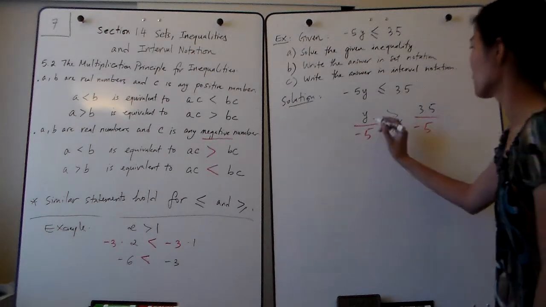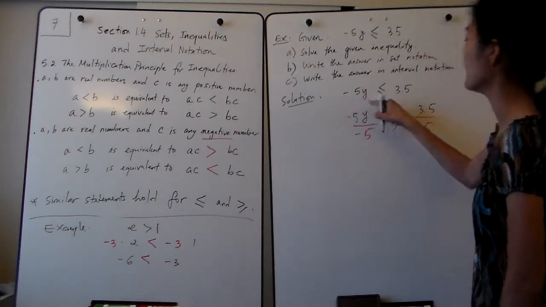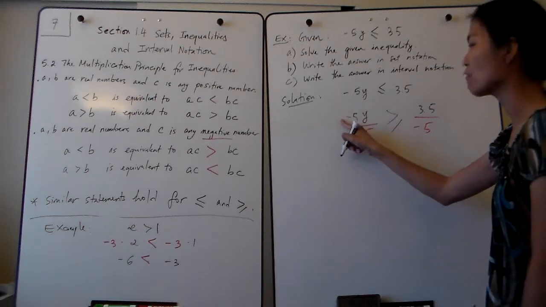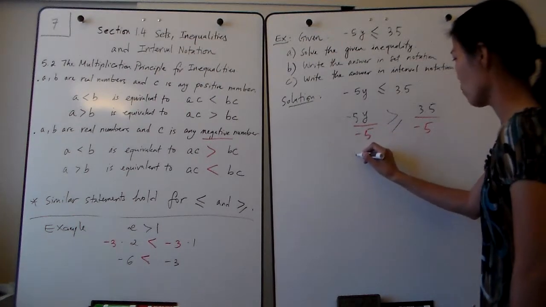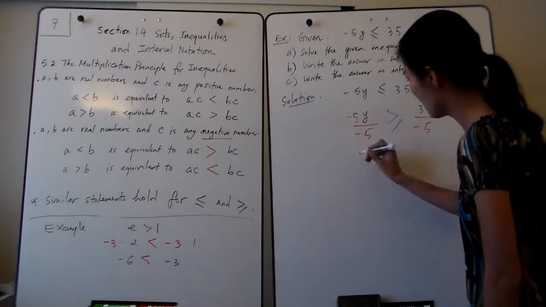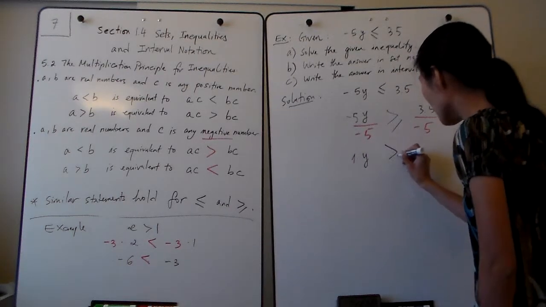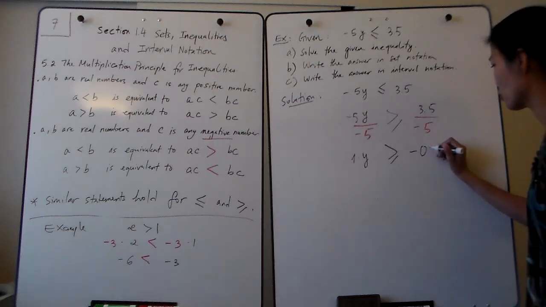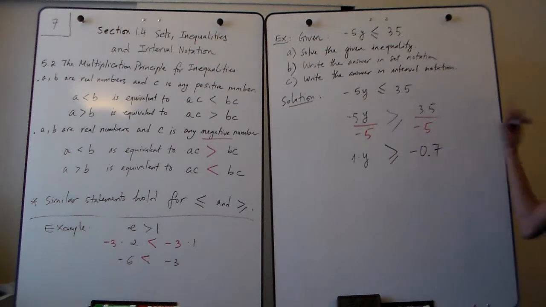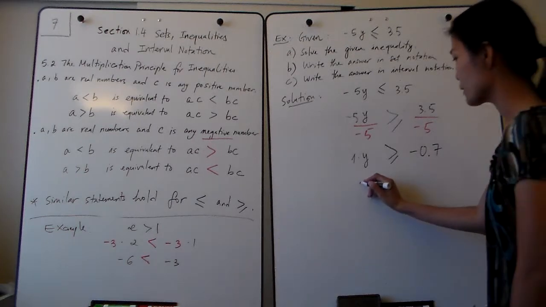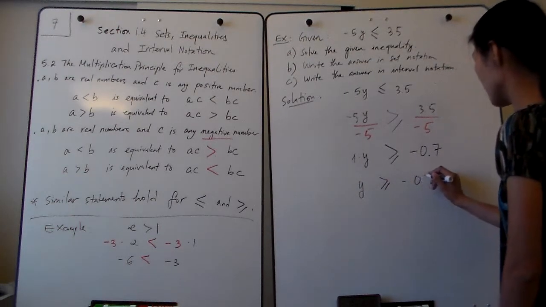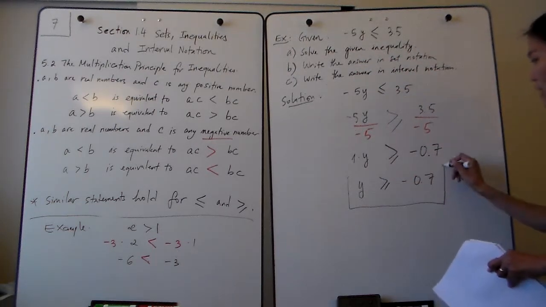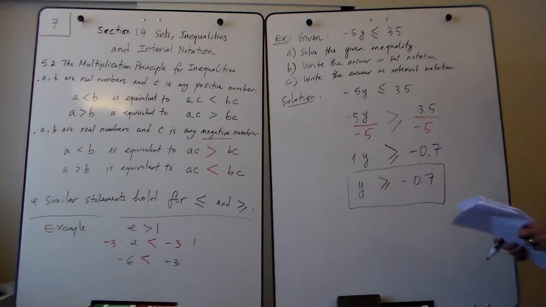Simplify, we have, oh sorry, forgot to copy this, negative 5y. So negative 5 divided by negative 5 is positive 1, right? Negative divided by negative is positive. So 1 times y greater than or equal to 3.5 divided by negative 5 is negative 0.7. Okay? Work it out on the side. You see that 1 times y is y greater than or equal to negative 0.7. So we solved the given inequality, which is y greater than or equal to negative 0.7.